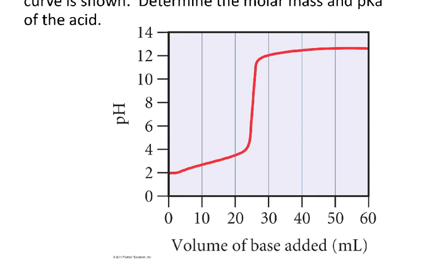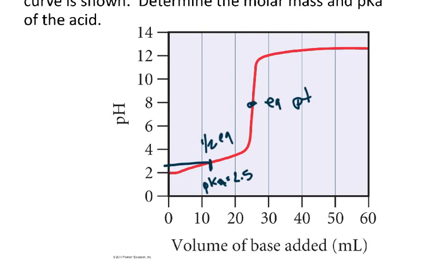First thing I would do is find my equivalence point and my half equivalence point. My pKa is the pH at my half equivalence point. So I'm going to say that my pKa is around 2.5-ish. It's hard to tell from this graph.